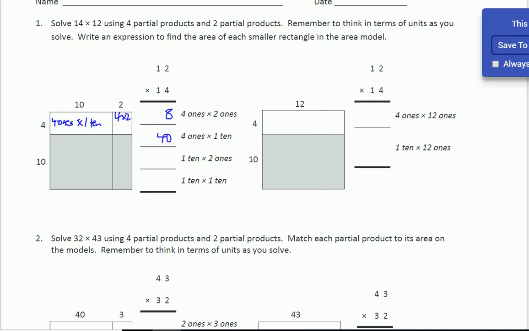And we can continue this over here. 10 times 2 ones, and that's going to be 20. And then the last one, of course, is going to be 10 times 10, which equals 100, okay? Now all you have to do is add all these up.